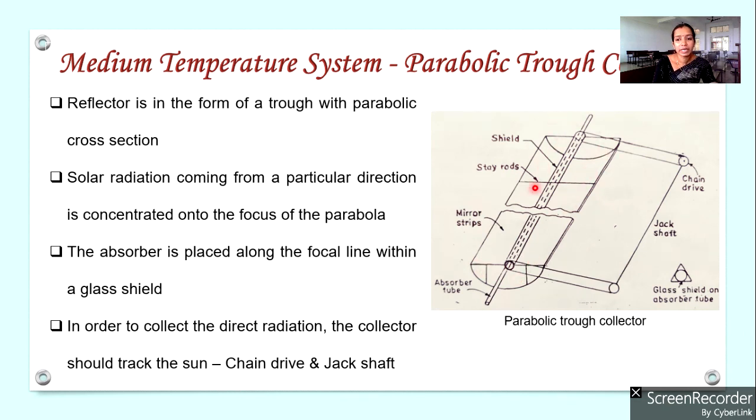And when solar energy falls on this reflector, the entire light will be concentrated to the focal line of this parabola, and the pipes carrying the heat transfer fluid will be placed along the focal line, and that pipe carrying the heat transfer fluid will be coated with a suitable absorber.